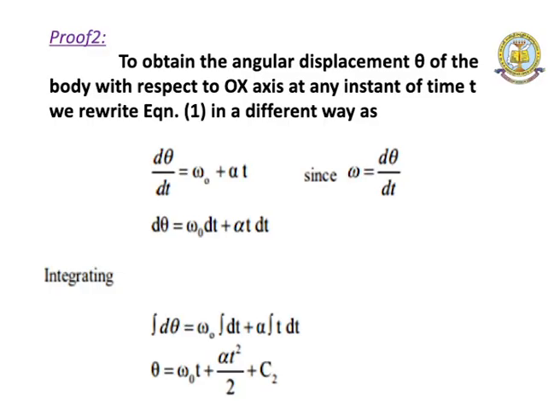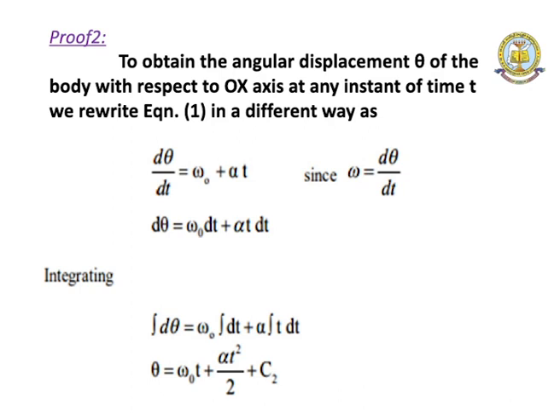Now applying integration on both sides, integration of d theta is equal to omega naught into integration of dt plus alpha into integration of t dt. Now integration and differentiation cancel, so we can write theta is equal to omega naught into t plus alpha, the constant, into the integration of t. Integration of x is equal to x square by 2. You can write it in t also. Integration of t is equal to t square by 2 plus c2. c2 is the integral constant.